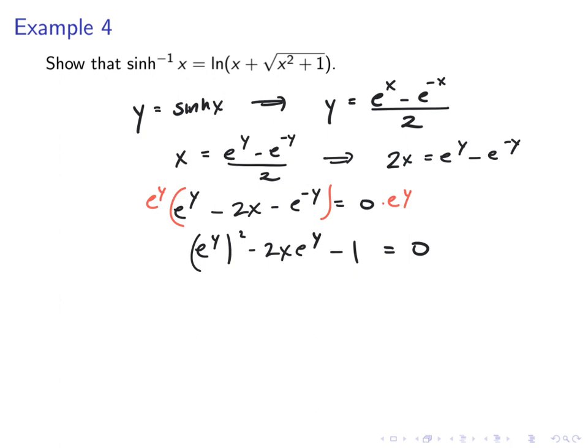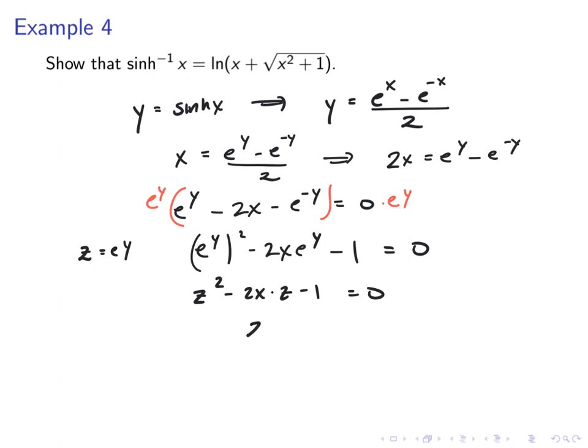It's what's called, if you took college algebra and you used the McGraw-Hill book that we used, quadratic in form. So in other words, just think about x as being a constant. Then what you have is a function with a variable e to the y. If you let z be e to the y, then you have z squared minus 2x times z minus 1 equals 0. And so that's a quadratic equation.